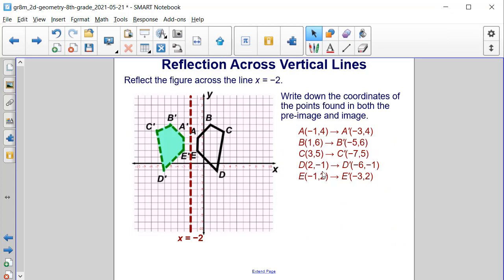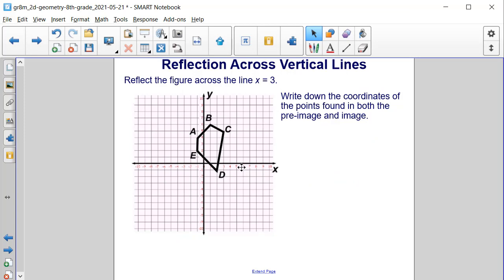And here's the solutions, and here's the image after the pentagon is reflected across the line x equals -2. It does match what we found when we did the problem ourselves. And these are the new coordinates. A went from -1, 4 to -3, 4. B went from 1, 6 to -5, 6. C went from 3, 5 to -7, 5. Point D went from 2, -1 to -6, -1. And point E went from -1, 2 to -3, 2.